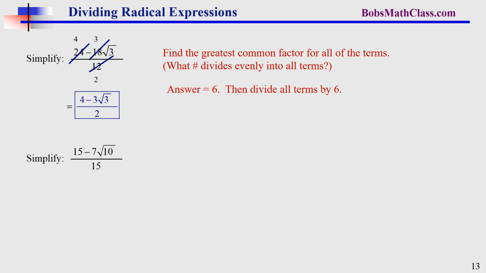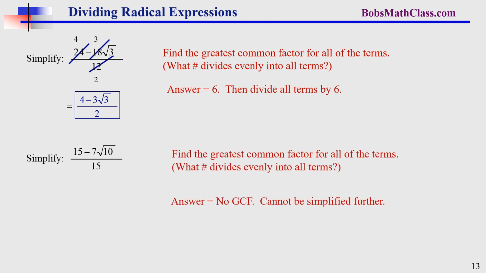Now the denominator, now the bottom example. What number goes into all three numbers? There isn't anything, right? 15, 7, and 15. Nothing goes into 15, 7, and 15. It has to go into all of them. You can't use a 10 because the 10's in the radical, so it's got to be the numbers in front, the integers. So there's no GCF, so that's it.